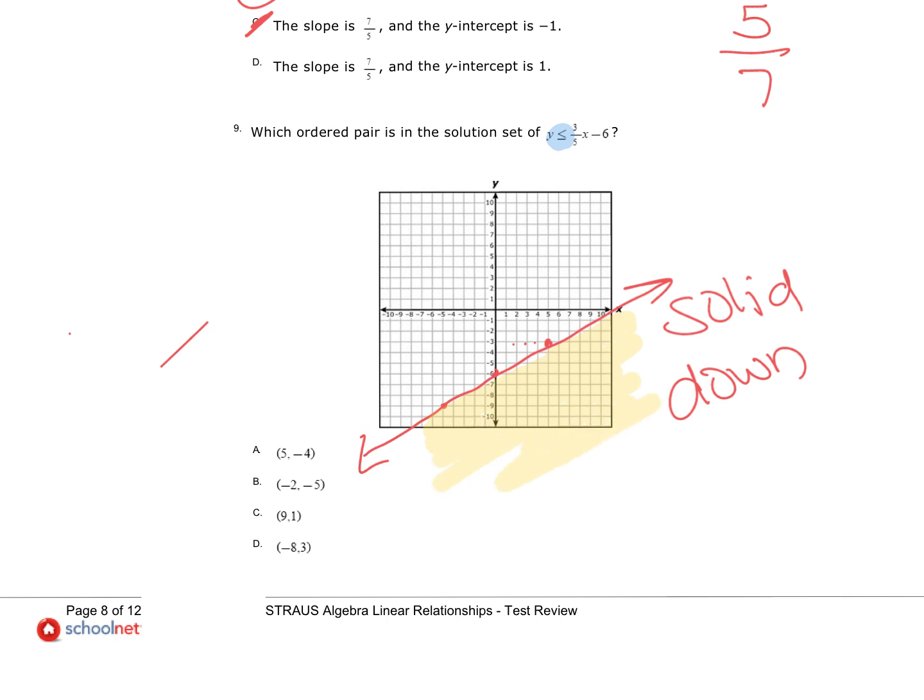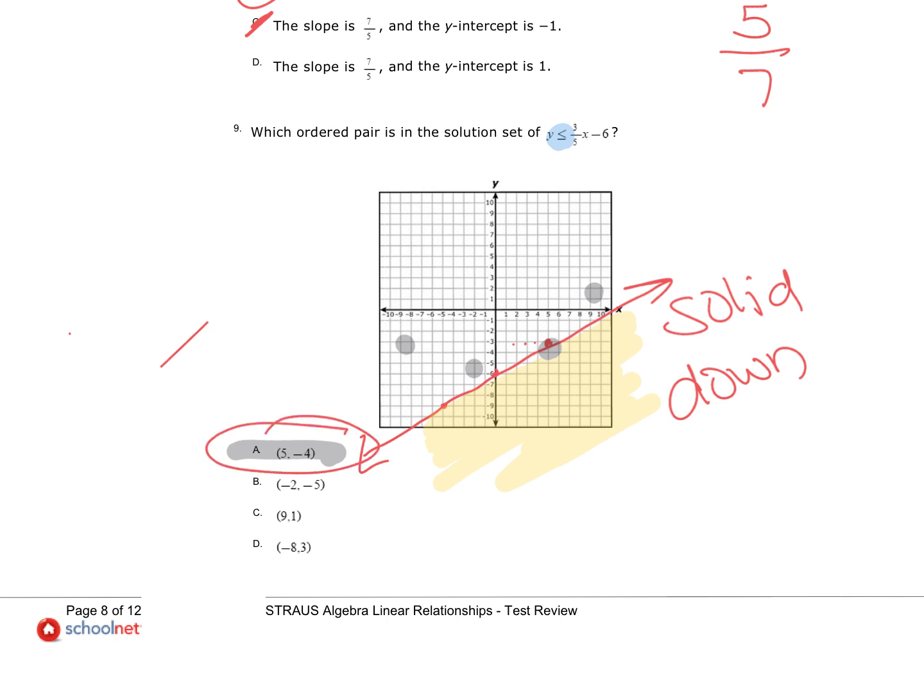So now I'm going to start to look at my answer choices. I have 5, negative 4. Well, that pops up on my solid line. That will work. Negative 2, negative 5 will not. That's in my non-shaded area. 9, comma 1, that's up here, and negative 8, 3. So the only answer as part of my solution is going to be A.